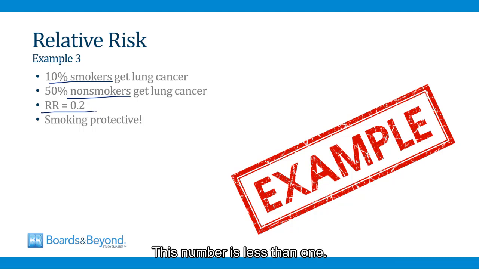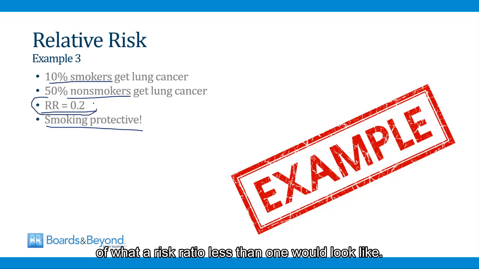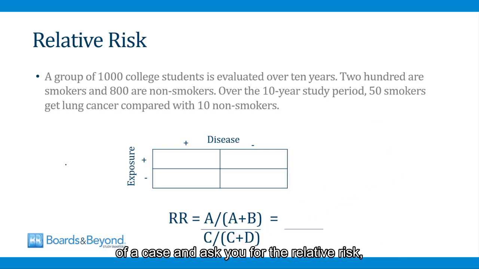This number is less than 1, and that means smoking is protective and lowers the risk of lung cancer, which we know is not the story in reality, but this is just an example of what a risk ratio less than 1 would look like. So in board questions, they like to give you a description of a case and ask you for the relative risk, also called the risk ratio. So now let's talk about how to do that.